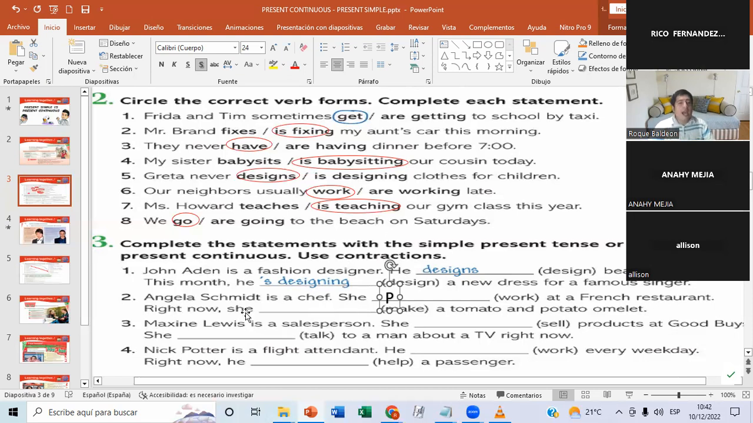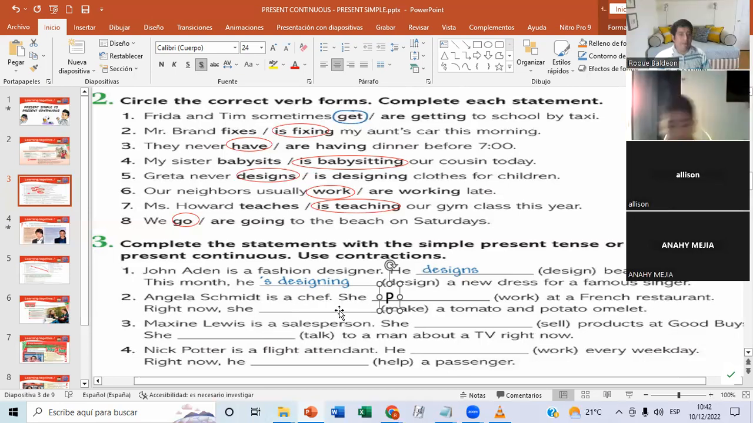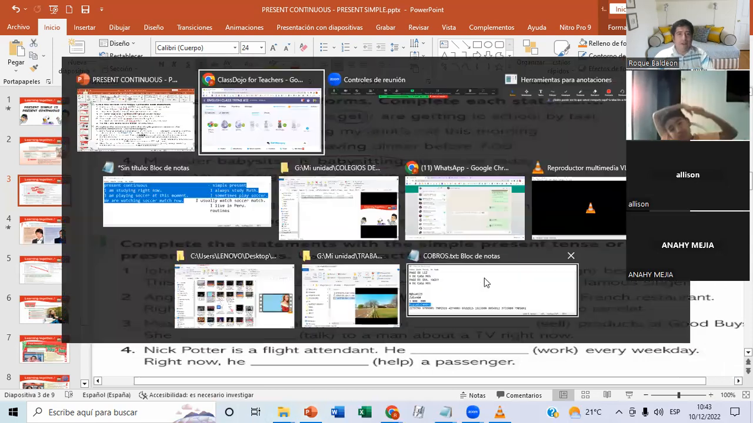Okay, nice. Very good. Angela Smith is a chef. She, vamos a ver aquí, at a French restaurant. Es una chef. She at a French restaurant. ¿Cuál sería ahí? Works or is working? Teacher, sería work? Works, yes, very good, awesome. Sería works. Why, teacher? Porque es una routine, ¿verdad? Como ella es una chef, su routine sería she works at a French restaurant. Claro, su routine. That's it, very good, awesome.